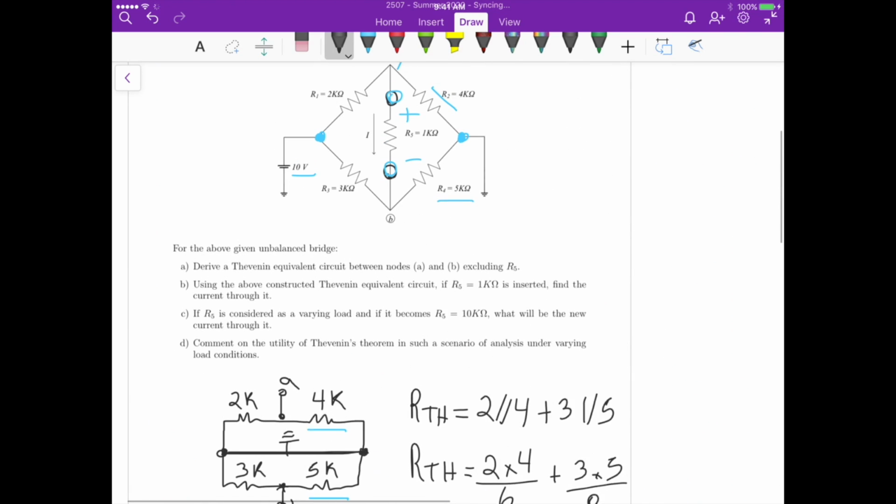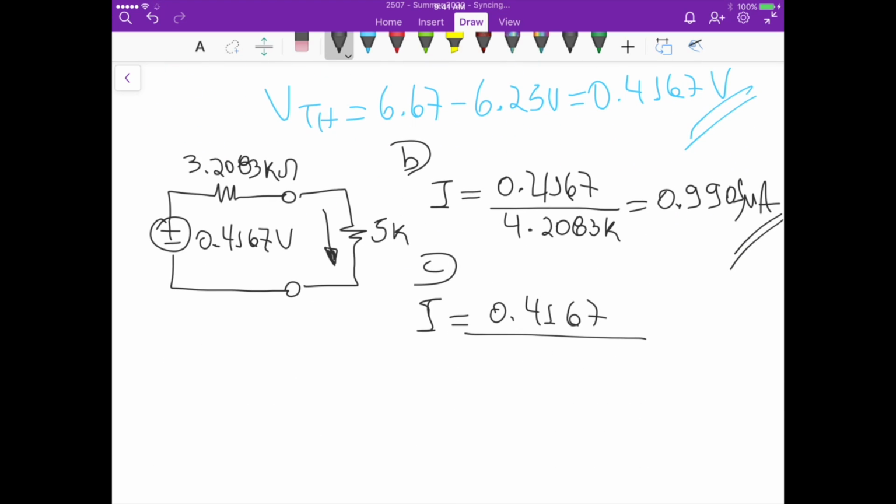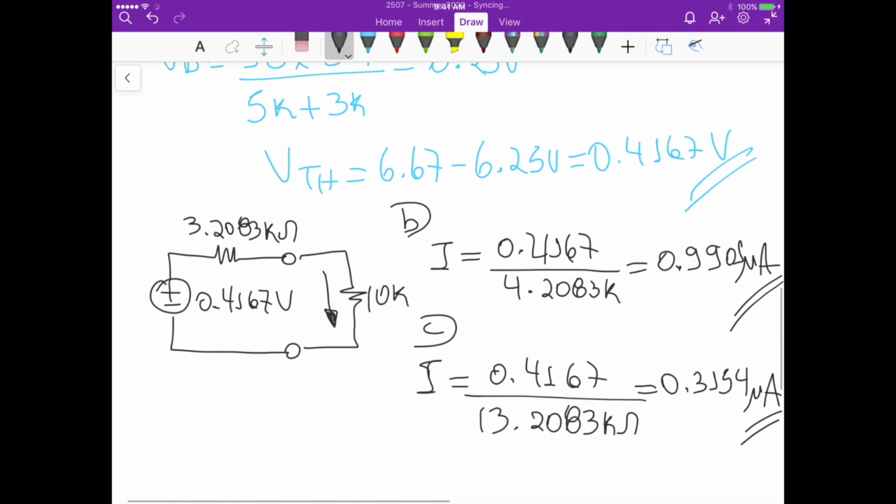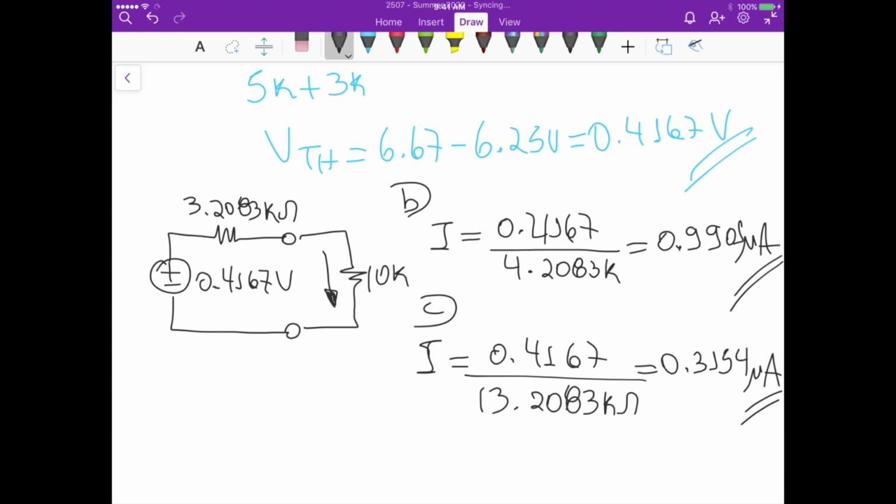Let me double check up there. So it's 10K, right? So sorry about that. So it's 10K here divided by 10K plus 3, so it's 13.283 kilo ohms, and that equals 0.3154 microamperes. So you see that once we have calculated the Thevenin equivalent circuit and we change our load from 1K to 10K, to calculate the current that's flowing to that load, it's just a matter of changing this resistor here, right? So this simplifies the analysis.